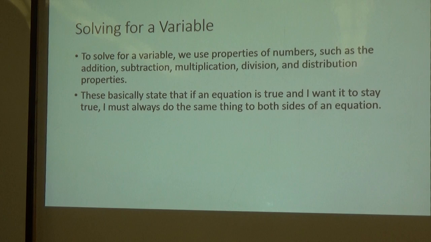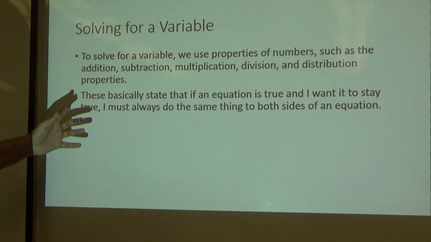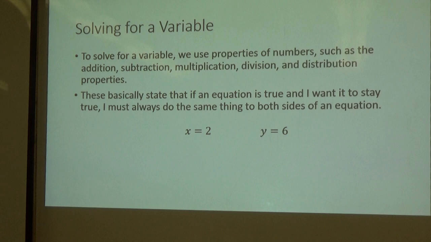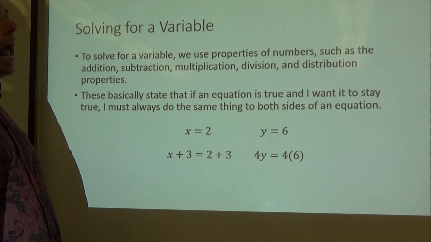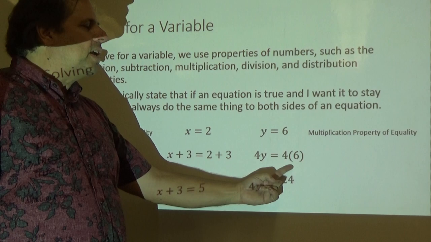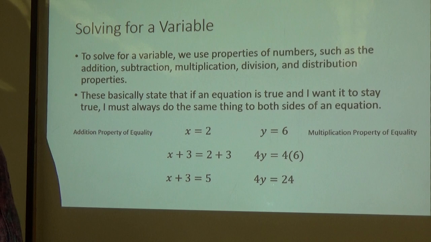The first four, the addition, subtraction, multiplication, and division properties of equality, all just say the same thing. If I have an equation and I want it to stay true, I gotta always do the same thing to both sides of the equation. So if I have x equals 2, I can add any number to both sides. Here I'm adding 3. As long as I add the same thing to both sides, that thing stays true. Same with multiplication. If I have y equals 6 and I multiply both sides by 4, this stays equal. We want to make sure that equal sign stays true.